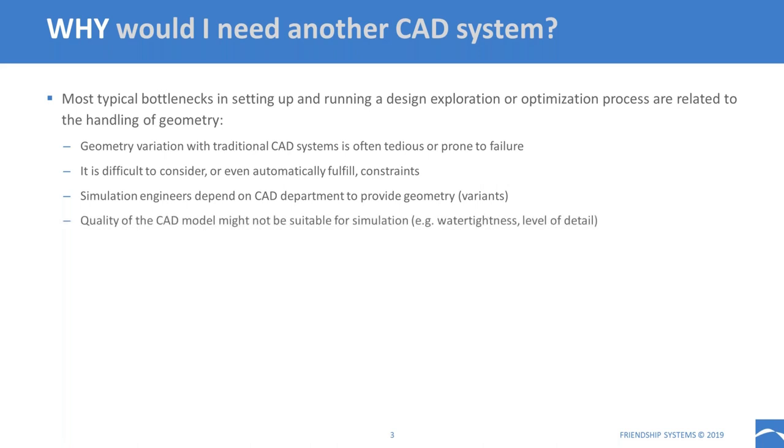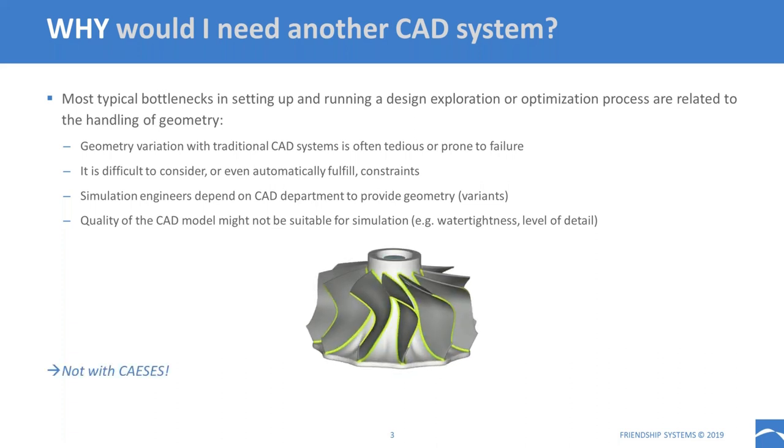And finally, when you're changing the geometry, you would like the quality of the CAD model to be suitable for the simulation that you want to run afterwards, so that you need no manual cleanup of your geometry, things like that, and can feed your geometry automatically into your simulation system and grid generation before that. So these are the points that we're trying to address with CAESES. It's a very specialized CAD tool that is slightly different from the traditional general purpose mechanical CAD tools, but rather a very focused CAD tool that is specialized on geometry variation for the purpose of automation.